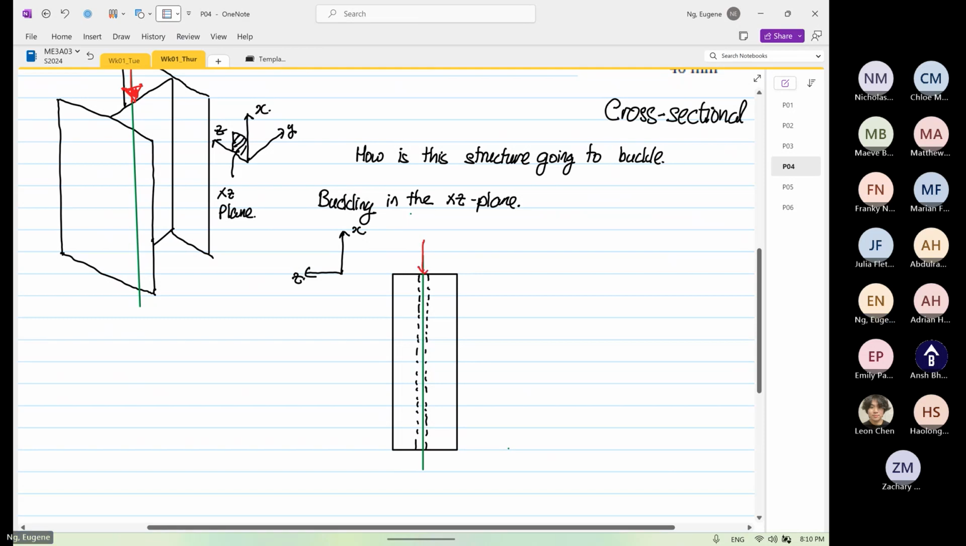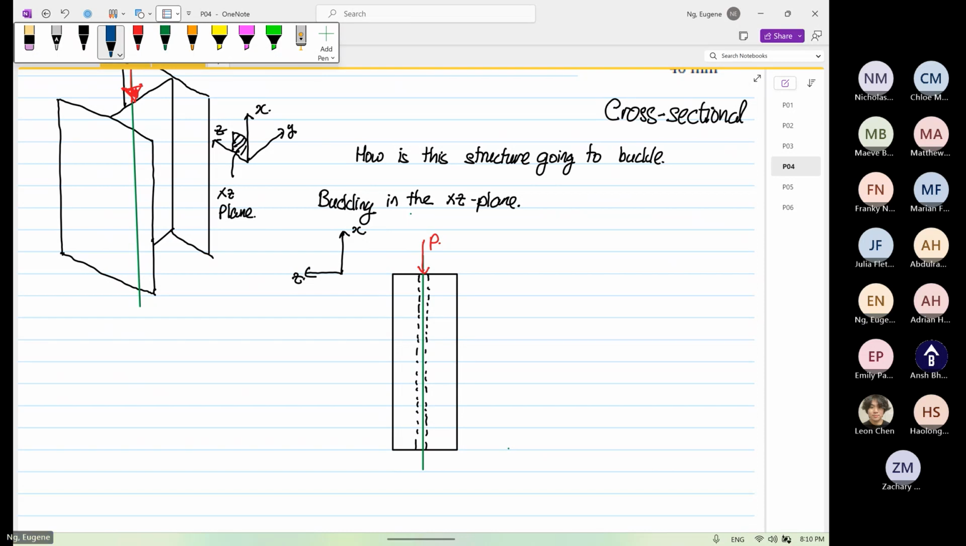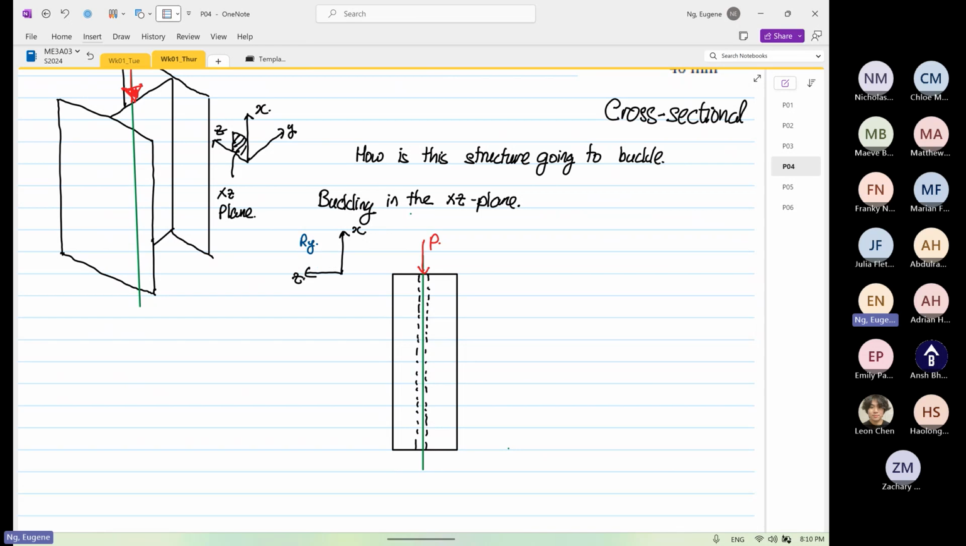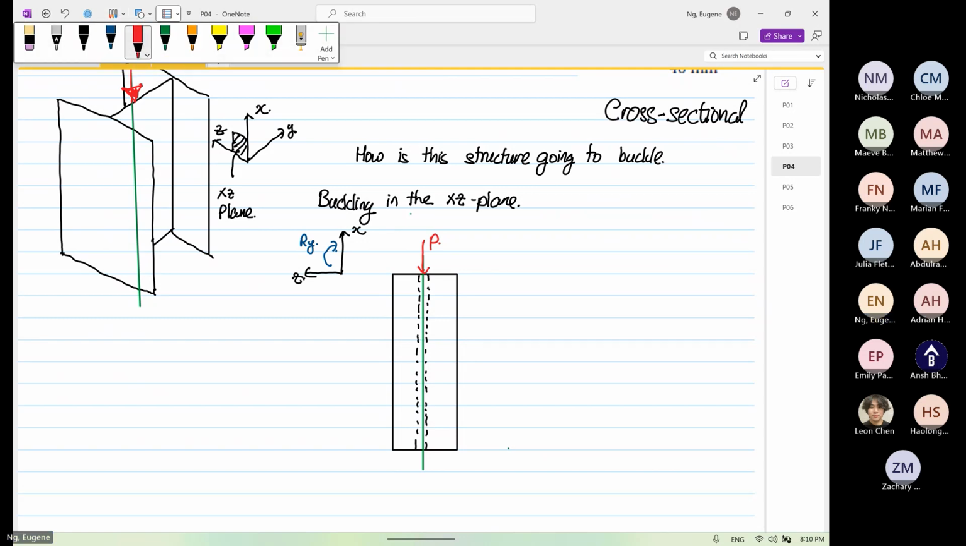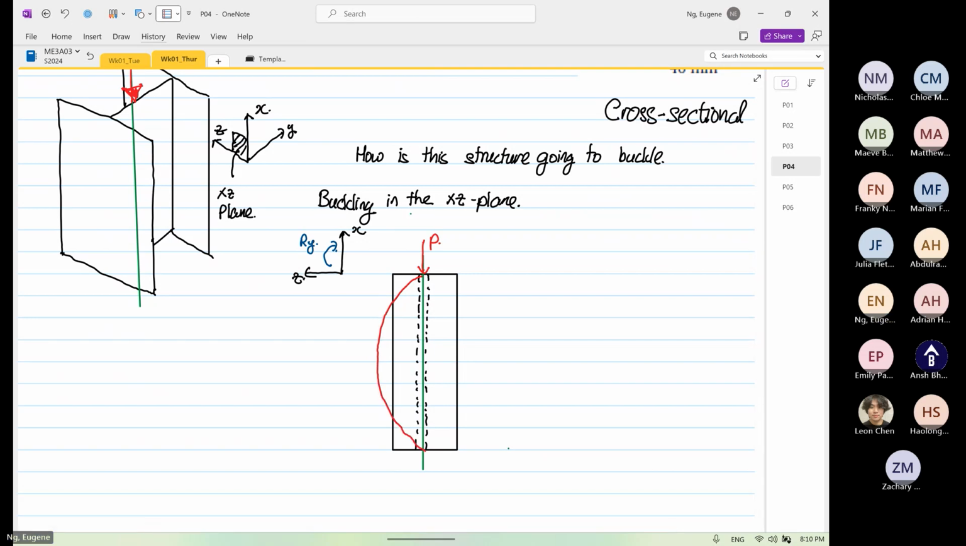Okay. Right. So the load P will be here. So for this case, this will be our rotation about Y using the right-hand rule, right? So the structure, let me draw the rotation pattern first. Okay, so this is the rotation, right? So the structure will buckle in the XZ plane. This is how the structure will deform, right? The centroid, that's how the buckling will look.